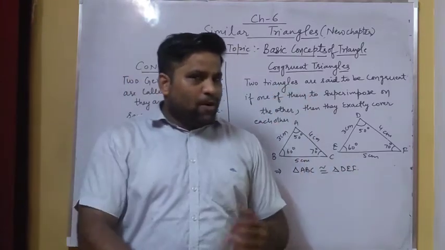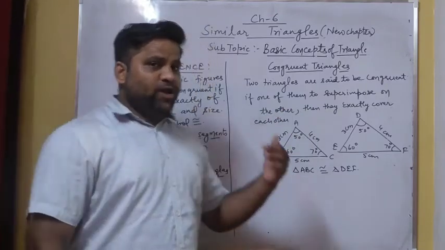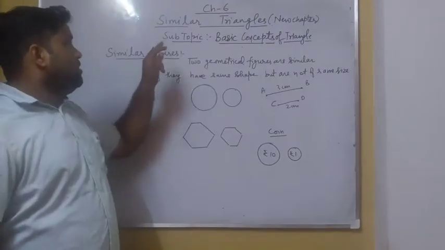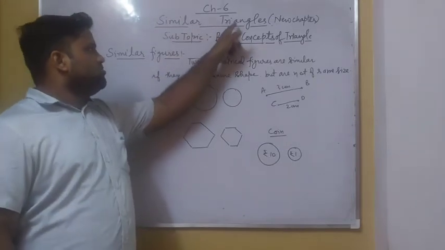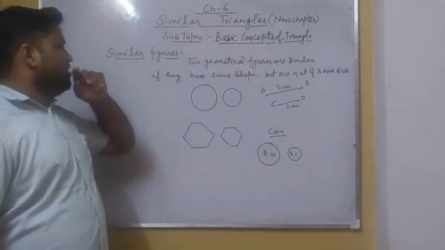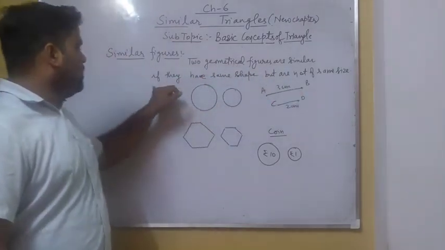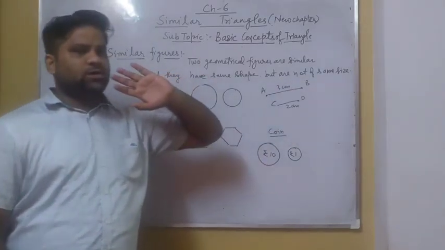We have studied the properties of congruent triangles in our 9th class. So this concept of congruent triangles will help you to understand the concept of similar figures. Because before understanding the concept of similar triangles, we need to understand what similar figures are. So let us come to it. Two geometrical figures are similar if they have the same shape but are not of the same size.